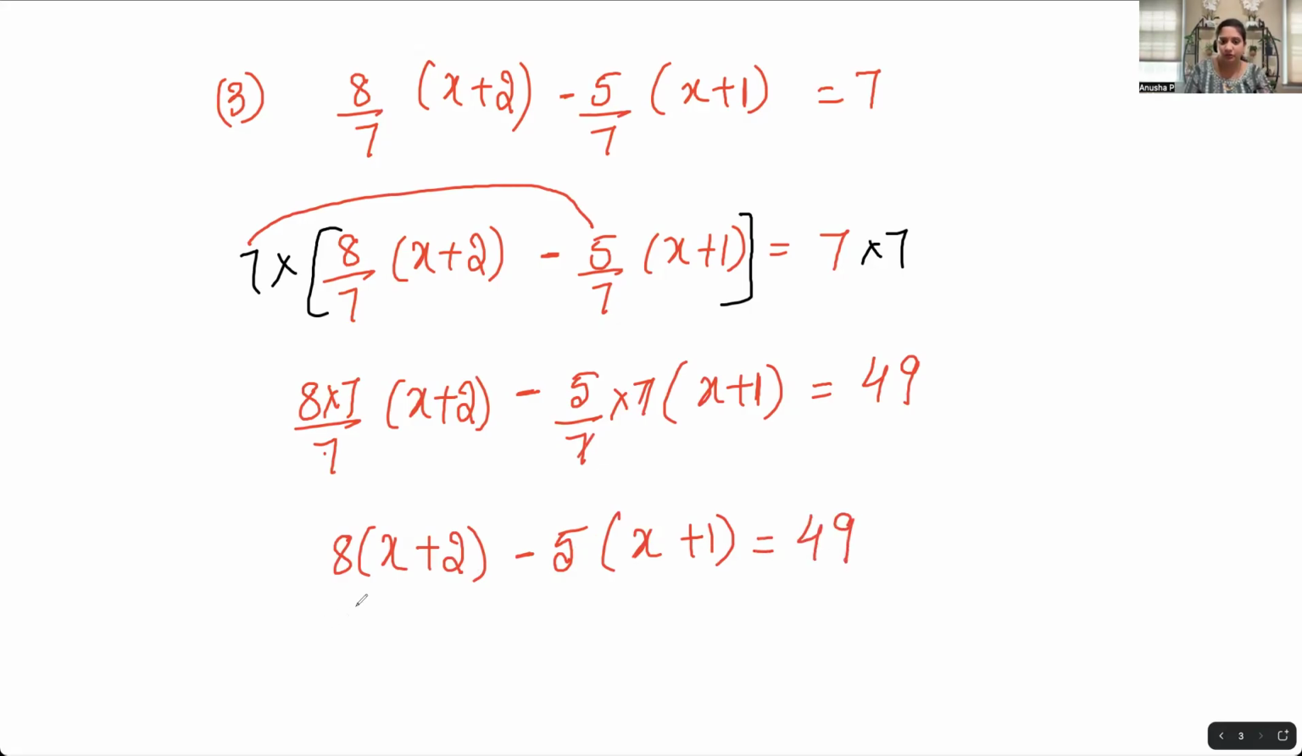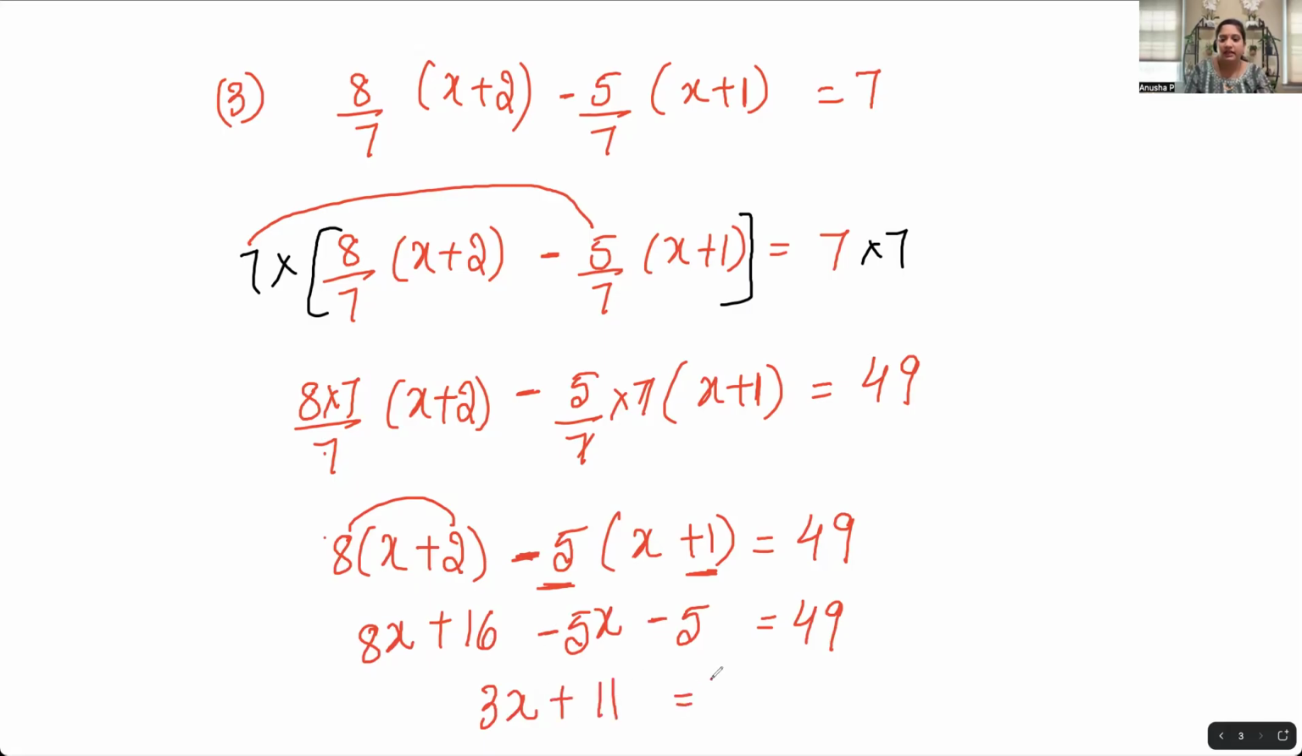Now do the distributive property. 8 times x is 8x and 8 times 2 is 16. Minus 5 times x is minus 5x, and minus 5 times plus 1 is minus 5, equal to 49. 8x minus 5x is 3x, and 16 minus 5 is 11, equal to 49.